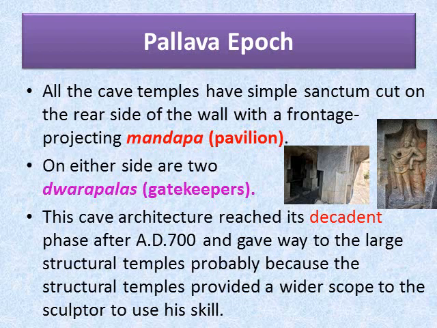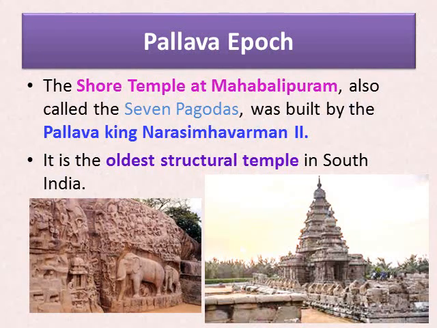Dear children, the Shore Temple at Mahabalipuram, also called the Seven Pagodas, was built by the Pallava king Narasimhavarman II. Dear children, pagoda, P-A-G-O-D-A, is an ancient Hindu or Buddhist temple in the form of a multi-tiered tower. And it is called the Seven Pagodas because of a myth or legend that 6 other temples once stood with this temple.